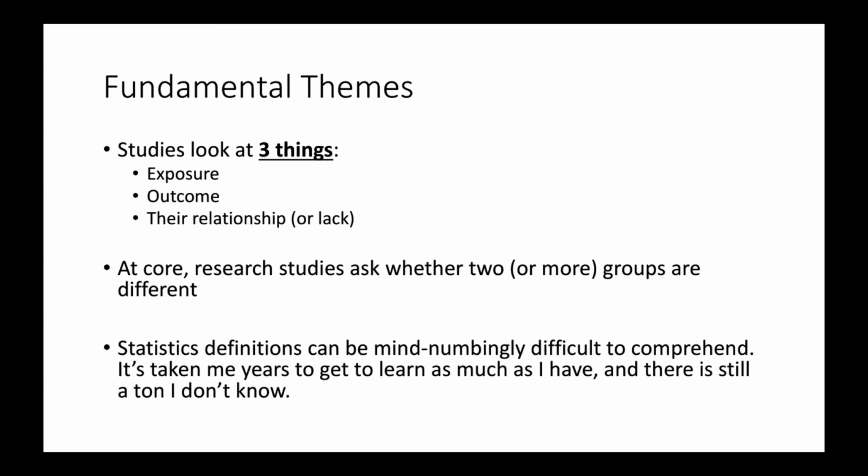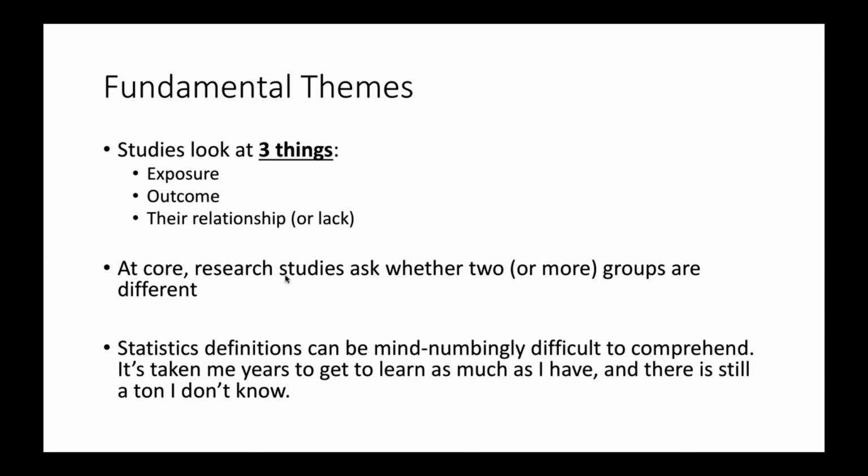So again, I want to just take a step back and remind ourselves what some of the fundamental themes of statistics are. The first is that studies are looking at 3 things: they're looking at exposure, they're looking at outcome, and the relationship or lack thereof between them. Remember that research studies are really just asking the question: are the 2 groups we're comparing, 2 or sometimes more groups, different or are they the same? At core, if you think about all the different studies that we've talked about, that's really what we're doing. And when we're talking about the statistics involved, that's really what we're asking.